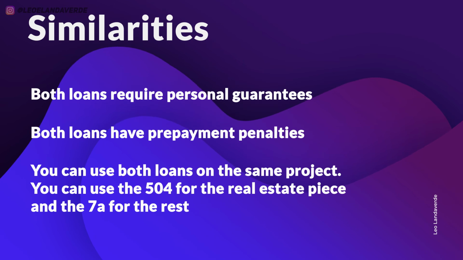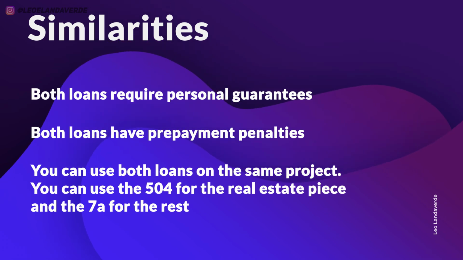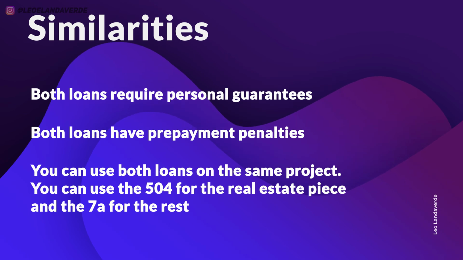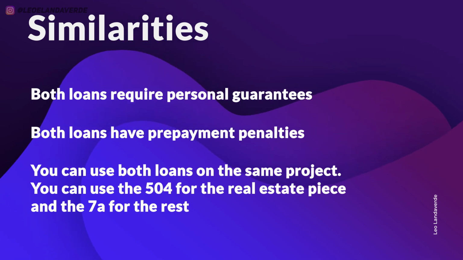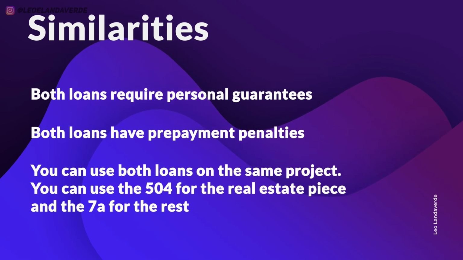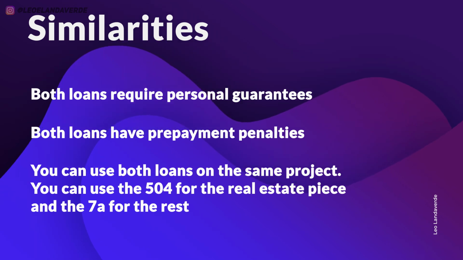Isn't that cool? Nowhere else will you have that much. And I forgot to say earlier, the 504 loan is the only loan in the market that allows you to put only 10% down. Yeah, that comes with some strings attached. If you're looking at a 10,000 square foot building, if you wanted to buy a commercial office space building, you have to occupy 51% of that space. So anyway, just to recap the similarities: one, both require personal guarantees; two, both loans have prepayment penalties; and three, you can use both loans on the same project.